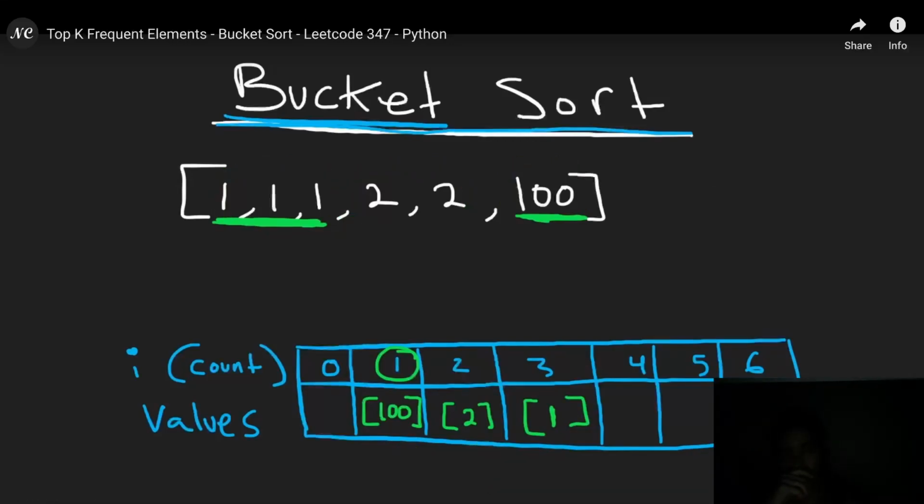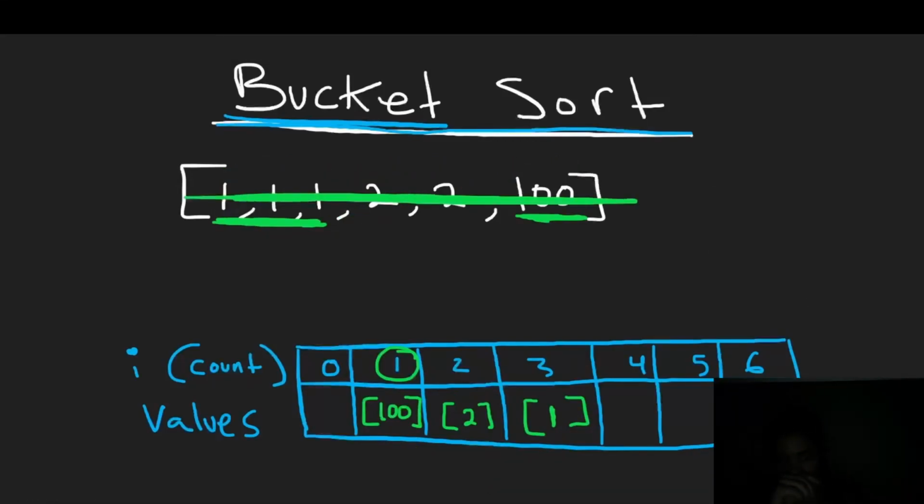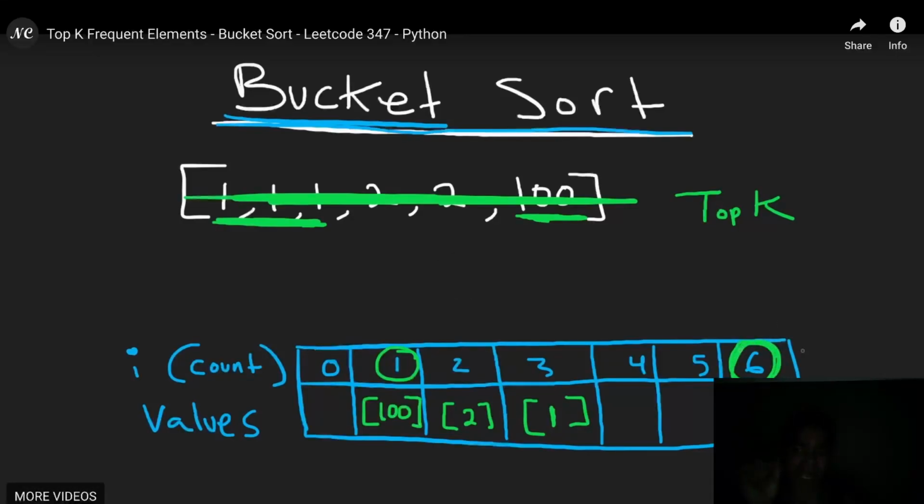And then, once we've taken every single input value and counted how many times each value occurs and put it in the appropriate spot in this array, what are we going to do? Well, we want the top k values, the top k values that occur most frequently. So what are we going to do? We're going to start at this end of the array. We want all the values that occur 6 times, stopping once we've collected k values.